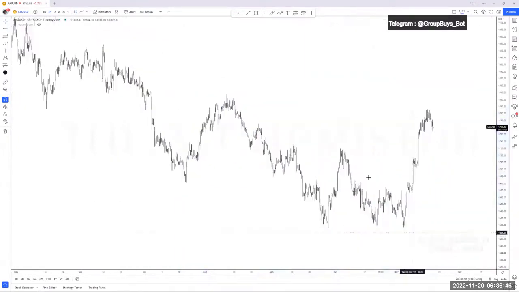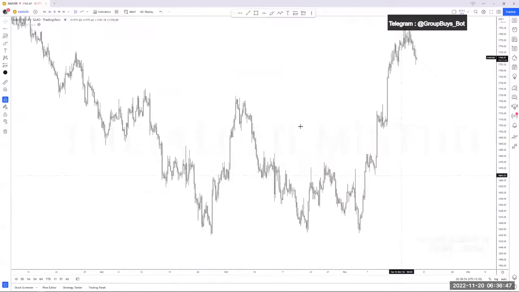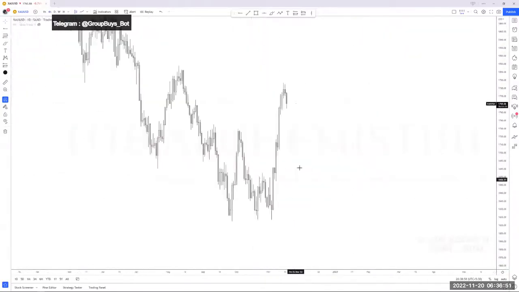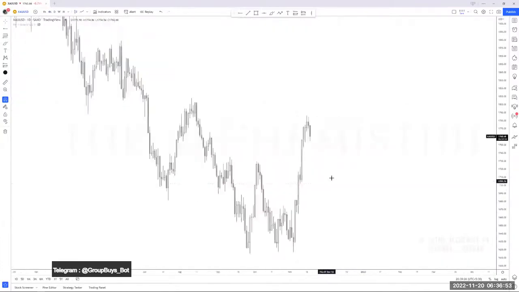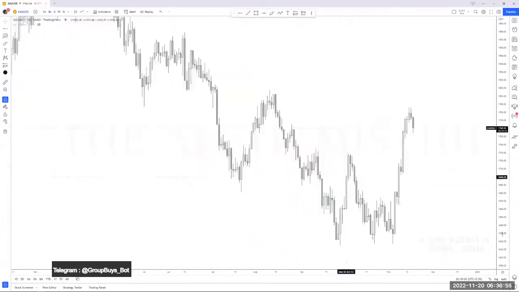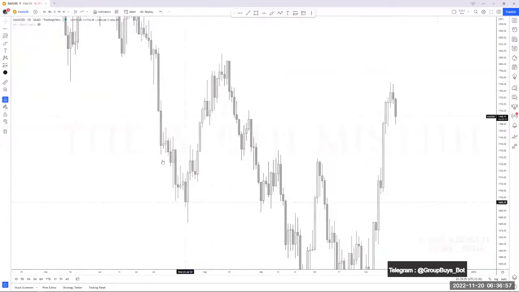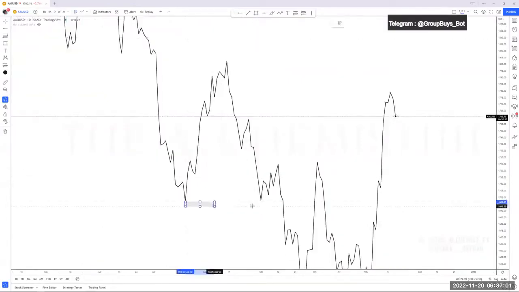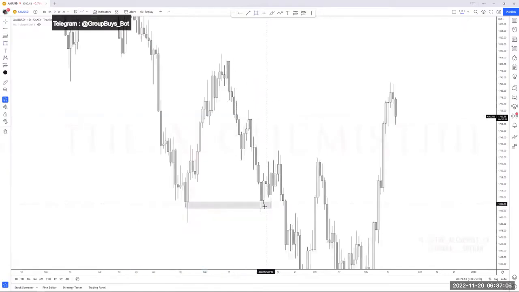Okay, so first thing, now I told you what's a support. A support will look like a V, right? The V formation. So let's see a V that actually played out. For example, in here. See this one right here, what is it? It is a V formation, right? So this right here is what we call a support. This can be used as a support. See, price comes into that and then it goes up. So that is a support.